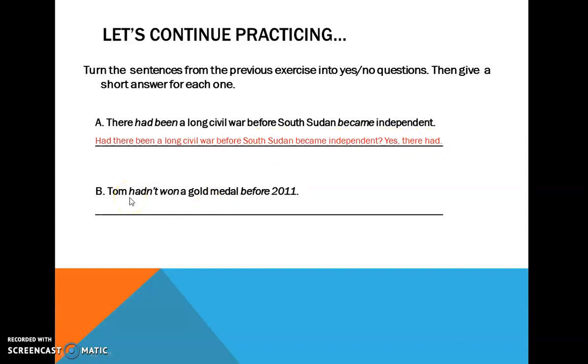It's a negative sentence, okay? Tom hadn't won a gold medal before 2011. So let's turn it into question. Had Tom won a gold medal before 2011? No. And in this case, she hadn't, because I changed the name. We were talking about a special sport woman, okay? So guys, as you can see, it's very simple. The idea is to complete with the past perfect tense and turn it into question when it's necessary, okay?